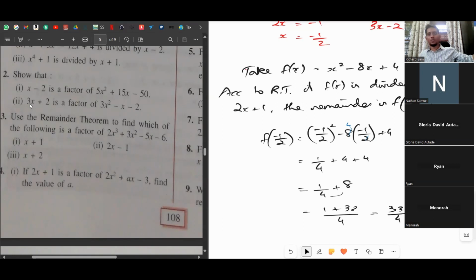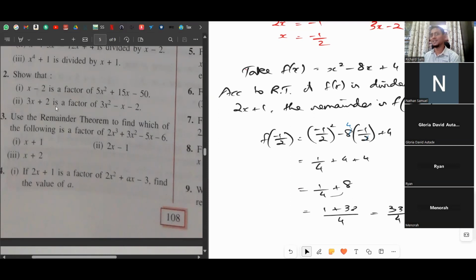In the second one, you have to find the remainder. How do you find the remainder here? f of minus 2 upon 3. When you do that, you will get 0. If you don't get 0, what does it mean? It's not a factor. But here they're saying show that, which means you should get 0. And if you don't get 0, then it means you made a mistake. Correct? No, because they're saying show that. They're not saying check if. They're saying show that this is the factor.